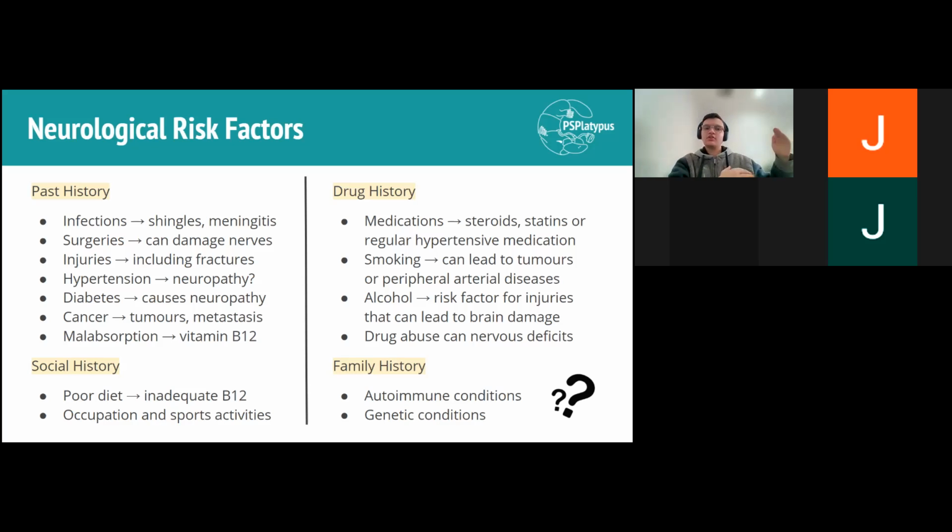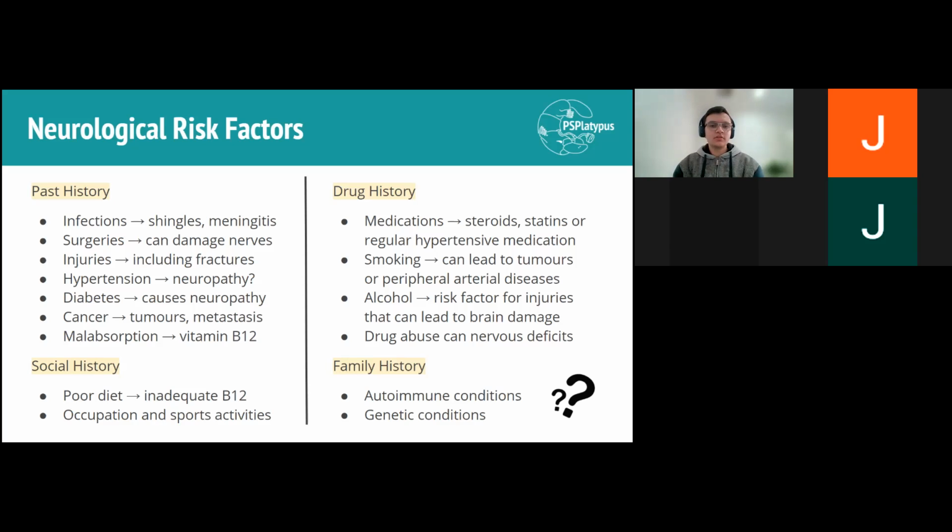So it's not just your systems review and then you go to all your normal stuff like past history, drug history, as you would normally do. You may want to ask a few specific questions based on your patient's risk factors. So in past history, you might be thinking about some infections that can actually result in inflammation of the meninges around the brain, so meningitis, surgeries around the head or neck or the spine that could damage nerves. And then you go down this list.